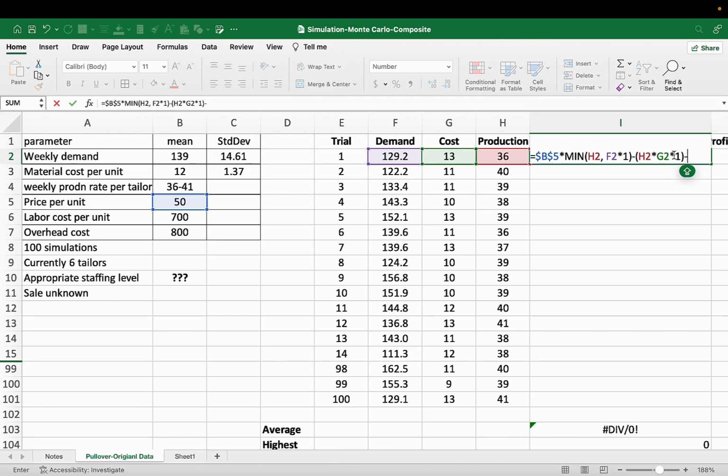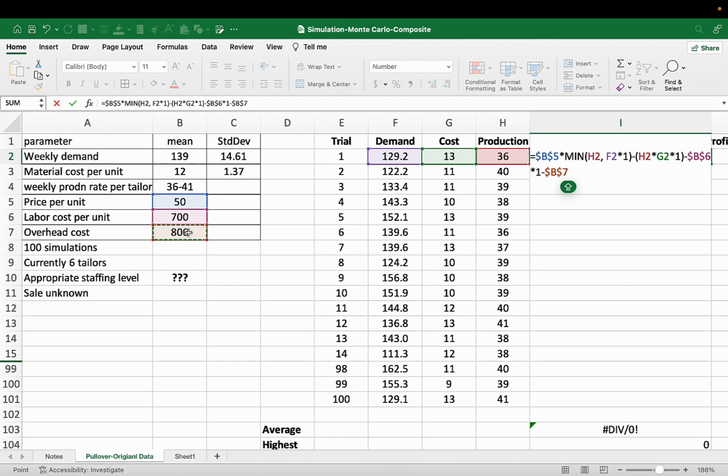And the next stage is labor cost. So far this part was our revenue, this was our production cost, and now let's talk about labor cost. Labor cost is just one thing, so I don't need to put it in parentheses. Where is the labor cost? Here is the labor cost, $700. Make sure it's locked by pressing F4, and then the number of tailors, multiplied by 1. And minus the last cost, the overhead cost, which is here, 800. Again, make sure it's locked by pressing F4.